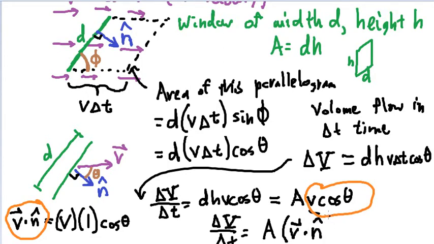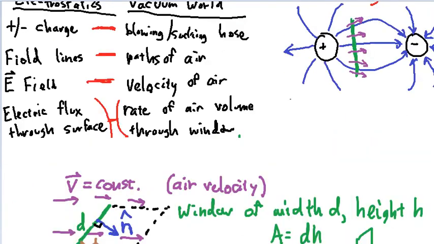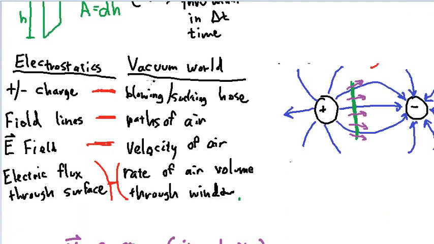Okay, so the volume flow rate, I'm going to call this delta v over delta t, equals the area you're looking at, the area you're measuring the flow rate through, times the velocity of the air at that point, this little v, velocity.